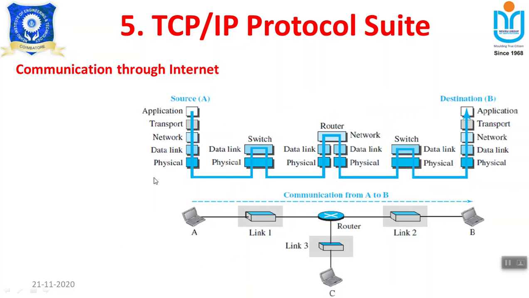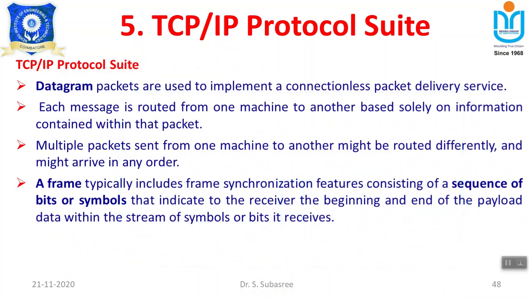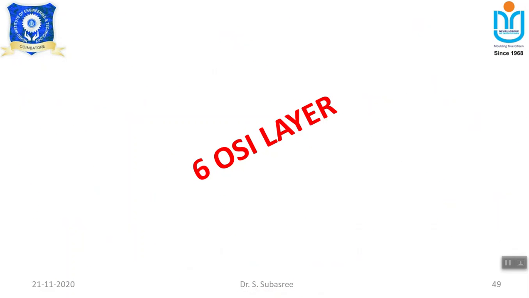We have discussed this in detail in the class, so I won't take much time. You just remember the 5 layers as far as the TCP/IP protocol is concerned. And now we are going to discuss the 7 layers. The expanded version of TCP/IP is the OSI model.